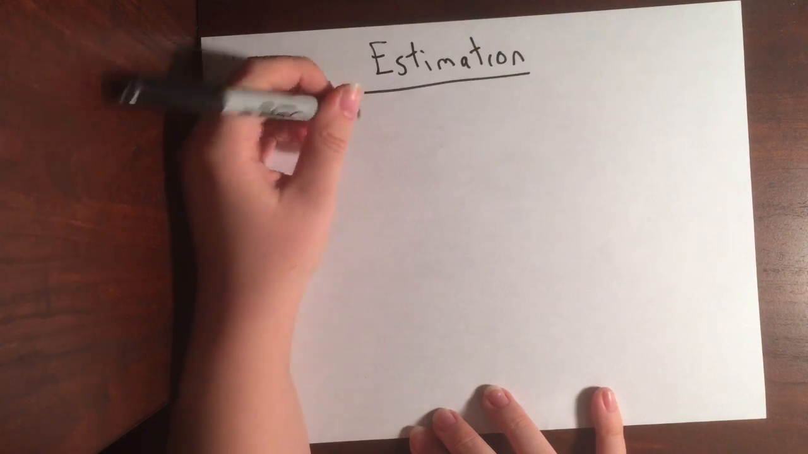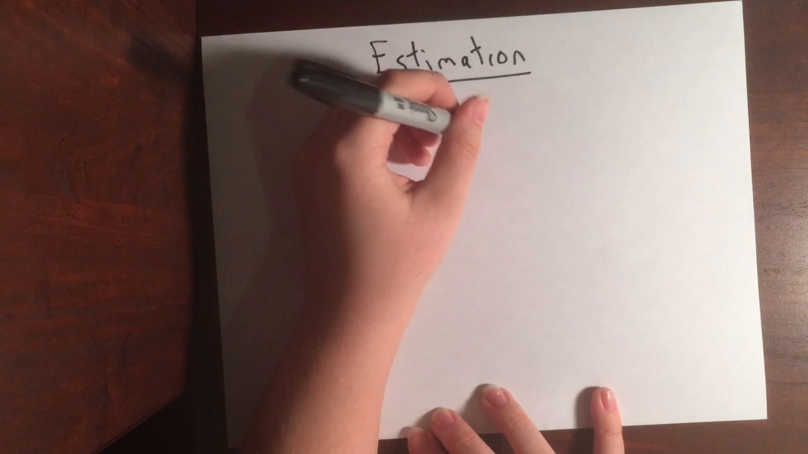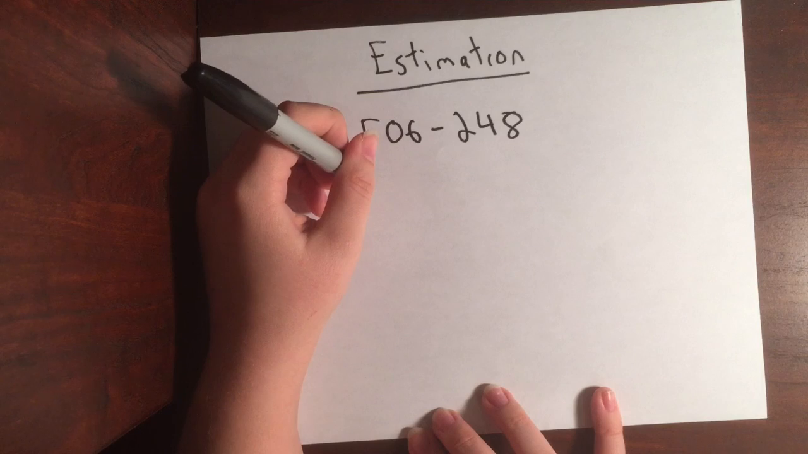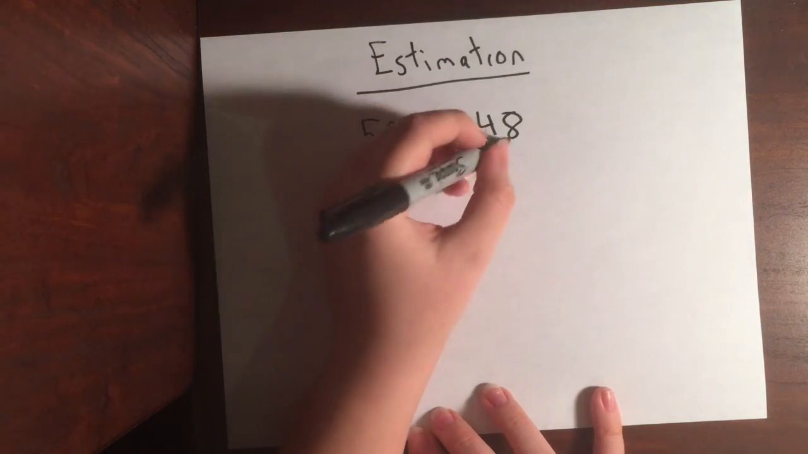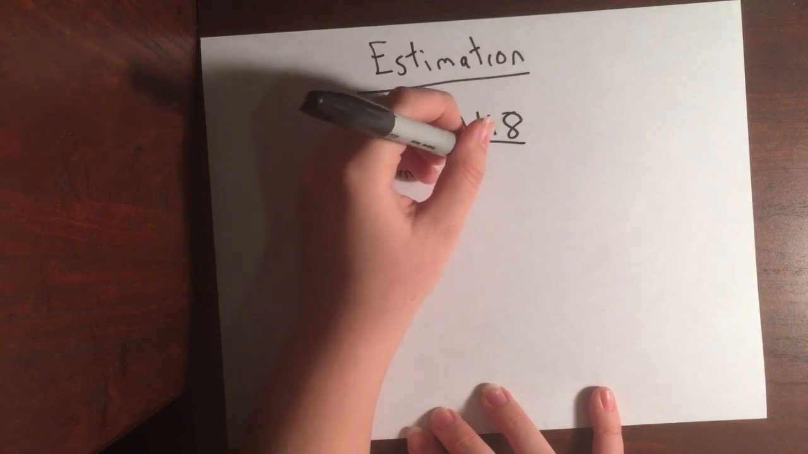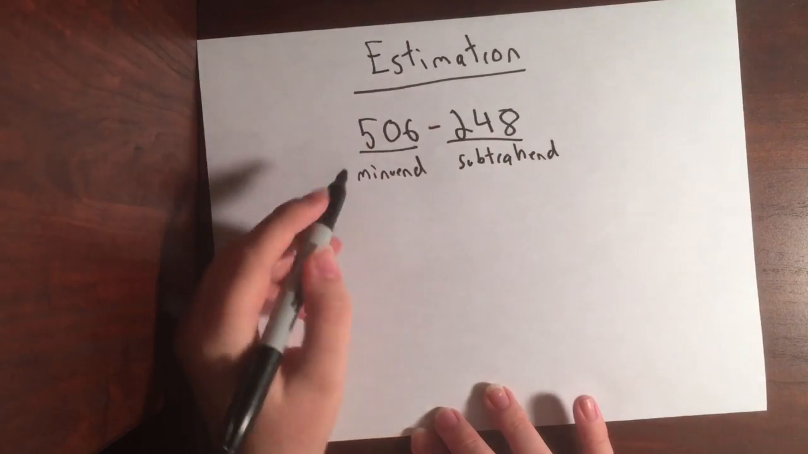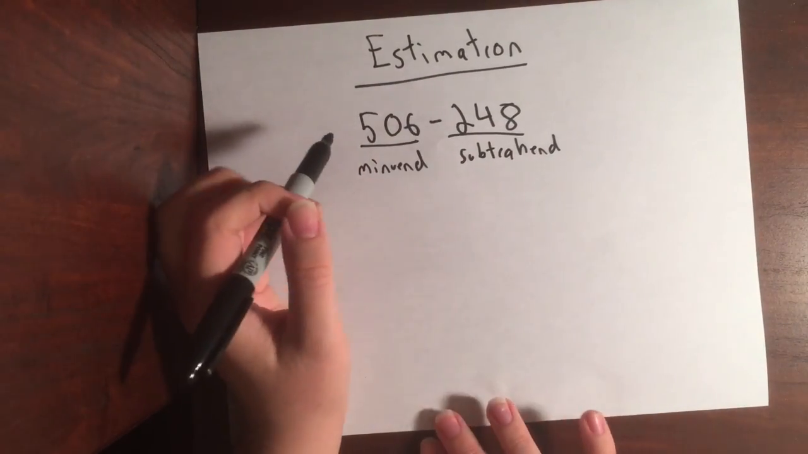So let's start with our equation. 506 minus 248. 506 is our minuend, and 248 is our subtrahend. The answer we're looking for will be our difference between these two numbers.